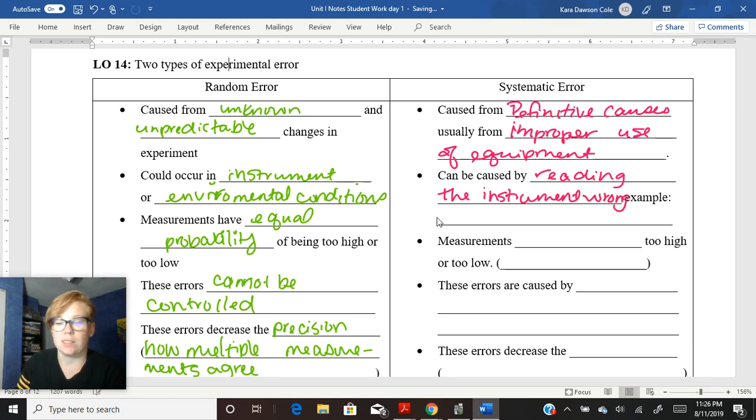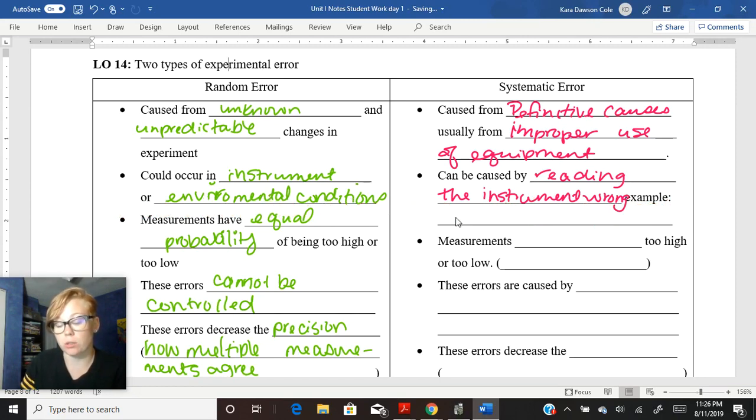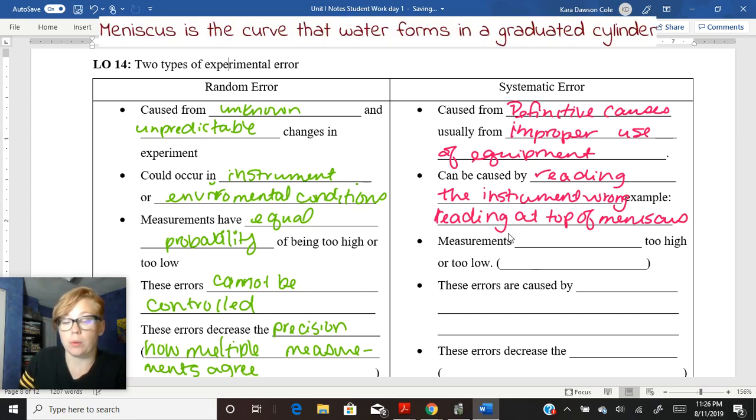So for instance, on a graduated cylinder, I measure the top of the meniscus instead of the bottom of the meniscus. Whenever you measure a graduated cylinder, you're supposed to measure the bottom of the meniscus. An example of not properly reading the instrument is reading the actual graduated cylinder at the top of the meniscus instead of the bottom.